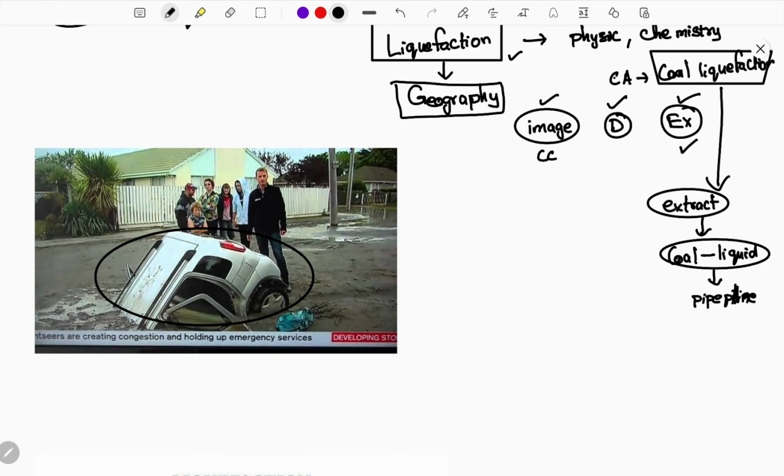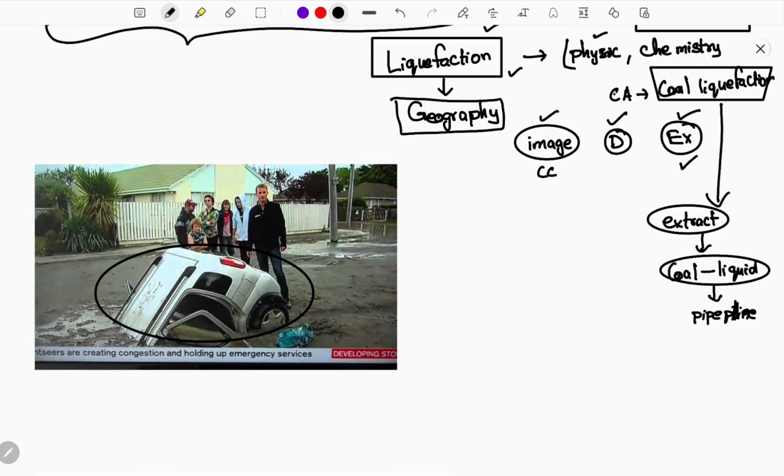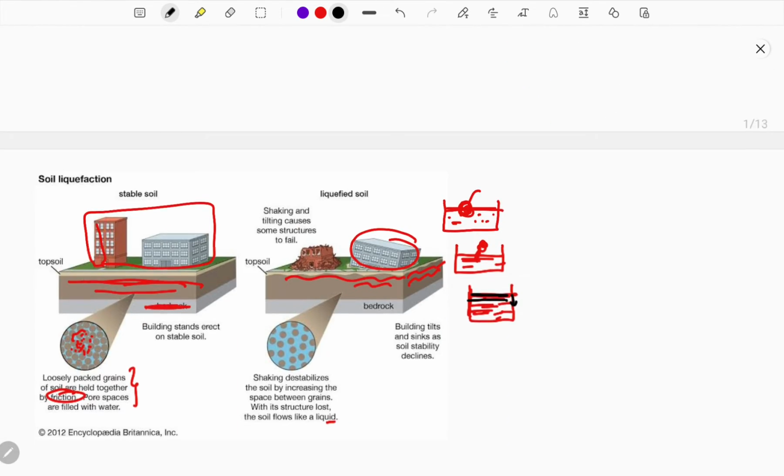Now you would have understood what coal liquefaction is. In physics and chemistry, the definition is that a gas converted into a liquid is called liquefaction. Okay, the gaseous stage converted to the liquid stage is called liquefaction. This is how liquefaction varies with subjects. But now you have understood what liquefaction is in geography.